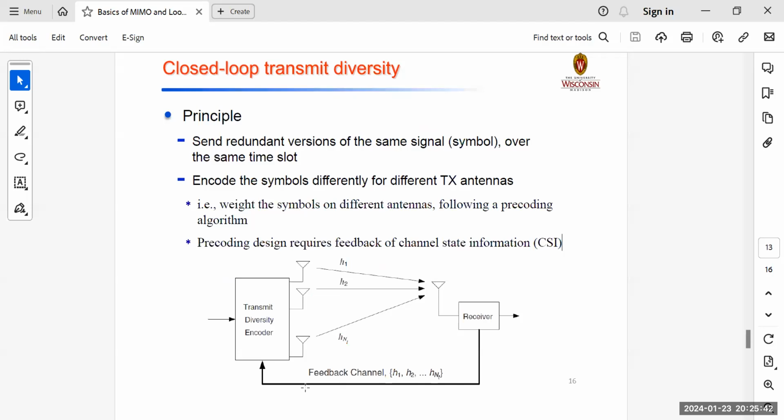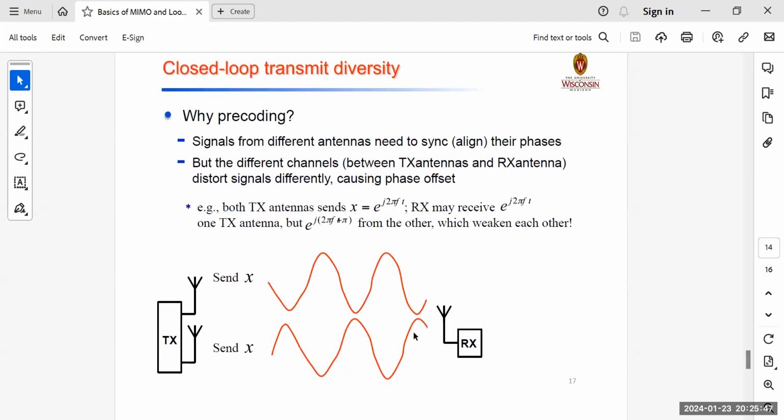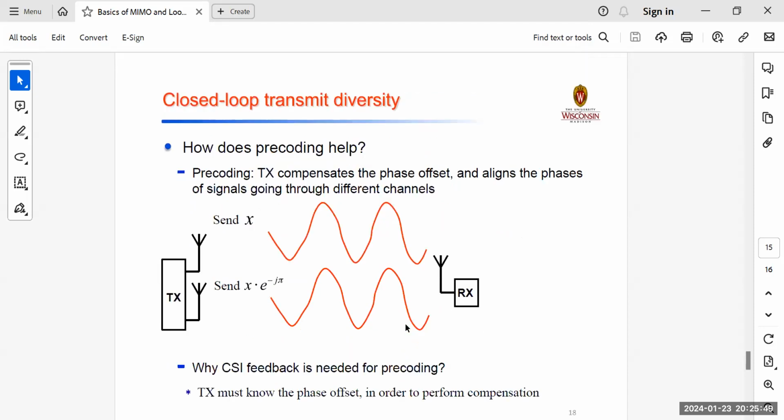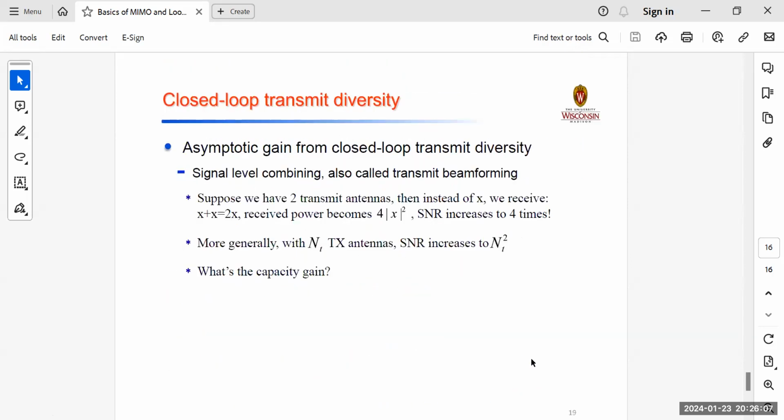So for that, we should have the feedback channel information. We need to know what the phase offset is. If we come up with this information, only then will we be able to transmit in a way so that the nullifying effect is no more there. And therefore, we need to have this channel state information feedback. And this is known as pre-coding. So the transmitter must know the phase offset in order to perform the phase compensation.